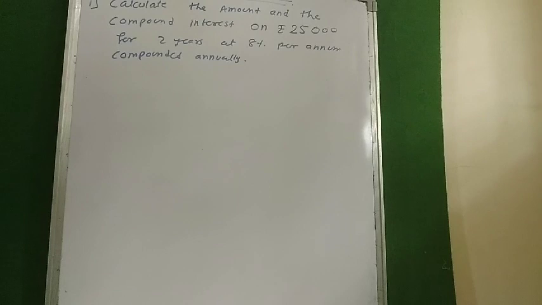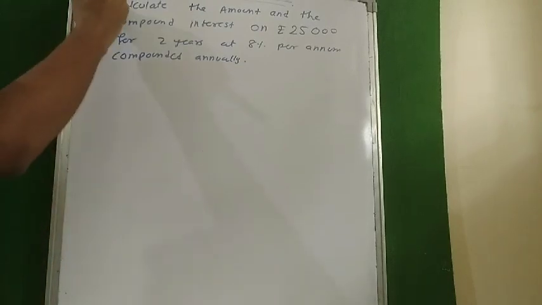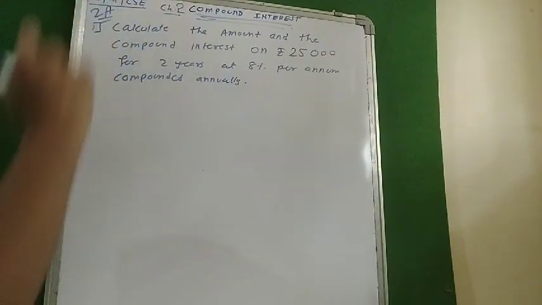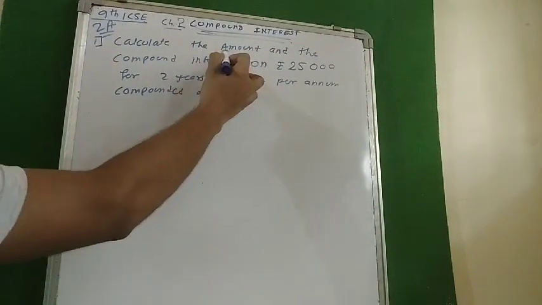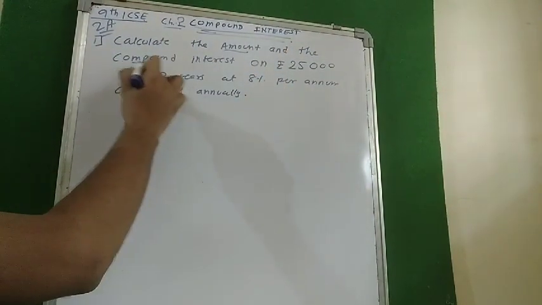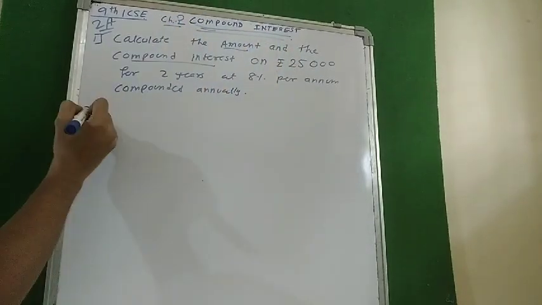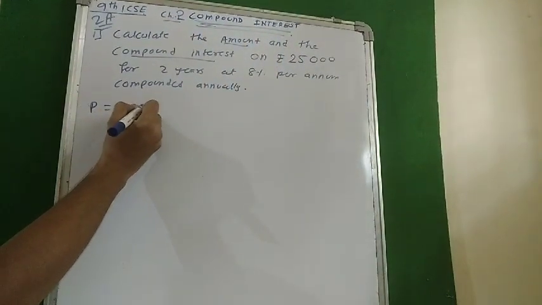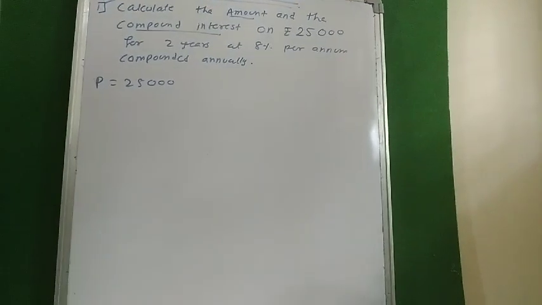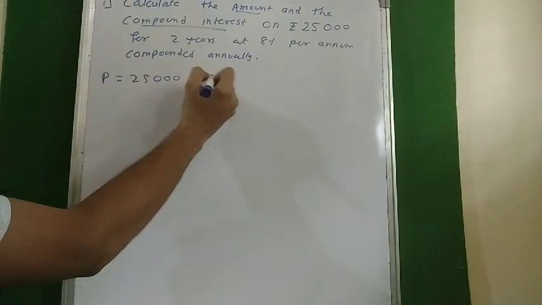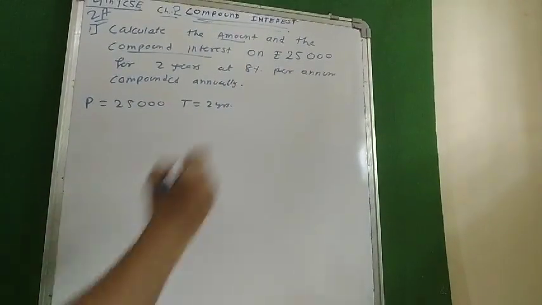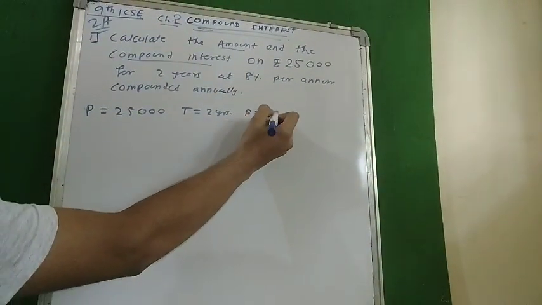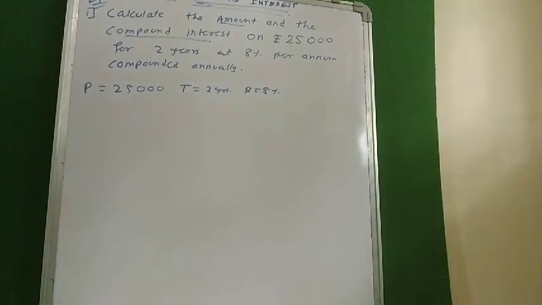Okay, we'll start with the second lesson, exercise 2a. The question is: calculate the amount and the compound interest on a principal of 25,000 for 2 years at 8% per annum compounded annually.